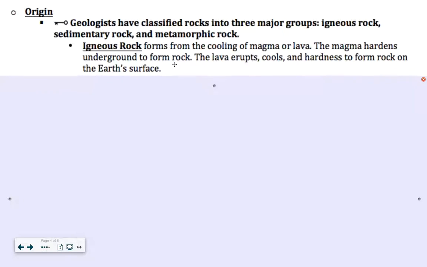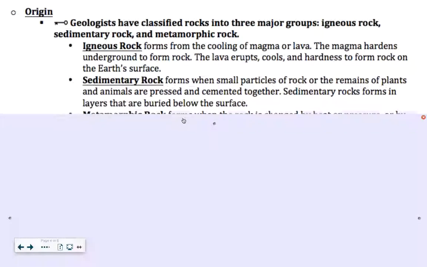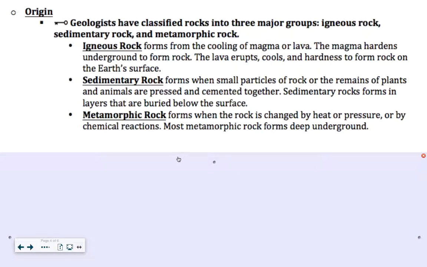Okay, the magma hardens underground to form rock. The lava erupts, cools, and hardens to form the rock on the Earth's surface. Sedimentary rock forms when small particles of rock or the remains of plants and animals are pressed and cemented together. Sedimentary rocks form in layers that are buried below the surface. Metamorphic rock forms when the rock is changed by heat or pressure or by chemical reaction. Most metamorphic rock forms deep underground.